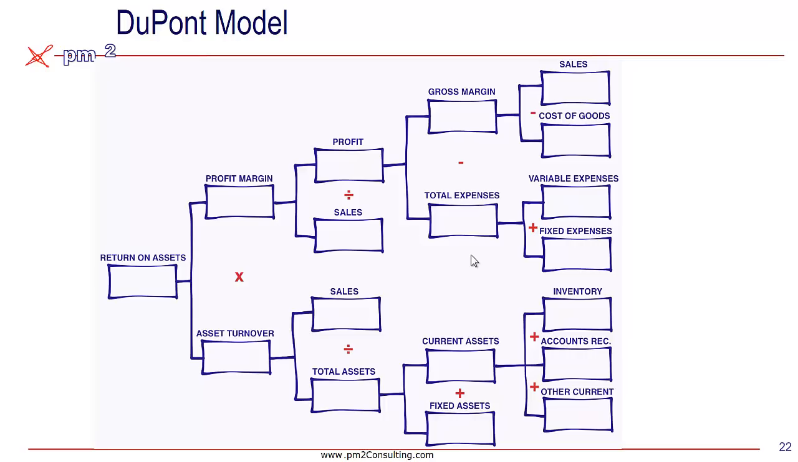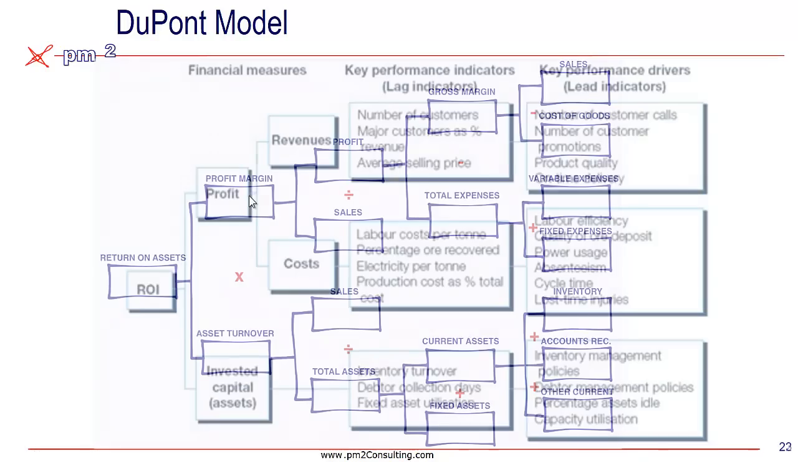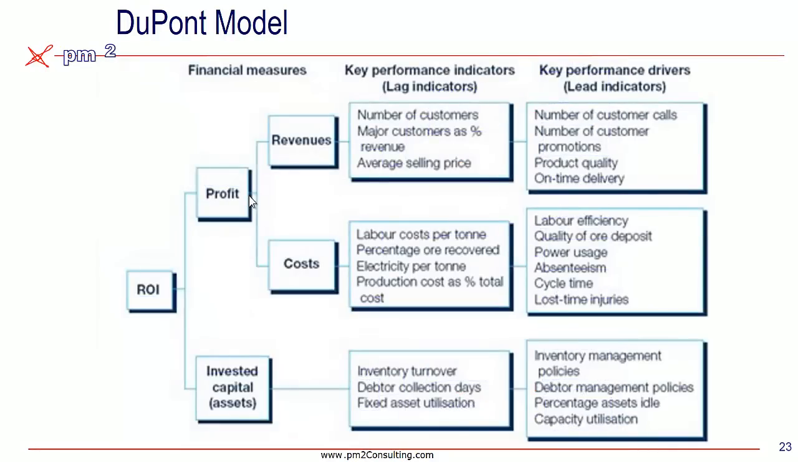If you think of the DuPont model, the one that says ROI is based on profit margin and asset turnover, and profit margin is profit divided by sales, and profit is gross margin minus expenses, and so forth. These become lead indicators for this, becomes lead indicators for this, and so on. So there are many lead lag models that we're aware of. So in the DuPont model, in each area, there's lead and lag measures.